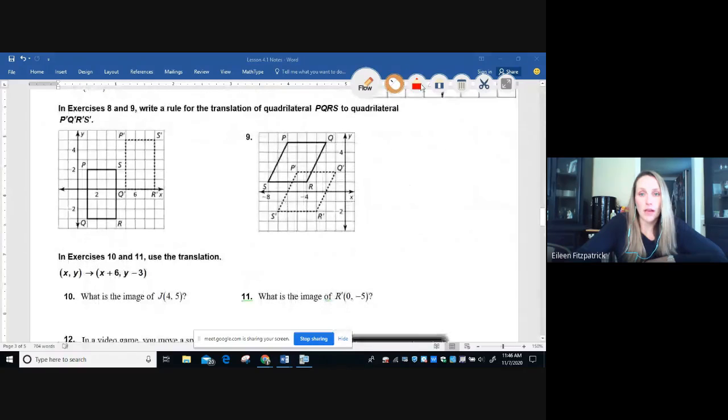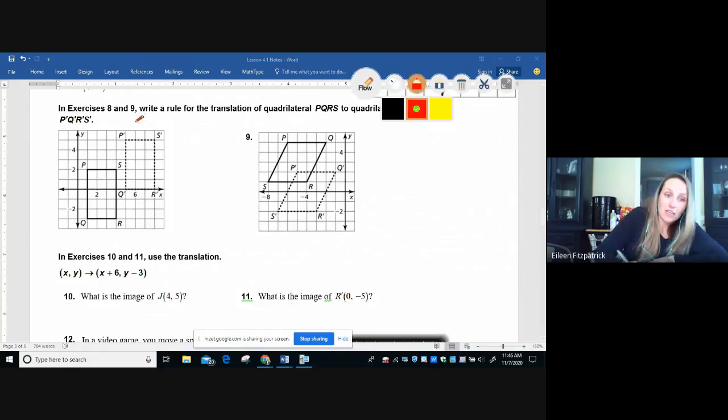All right, for number 8, directions say to write the rule for the translation that maps P, Q, R, S onto P prime, Q prime, R prime, S prime. So it's a translation that moves all points X comma Y onto, well, now we have to figure out what the rule is. So pick P and move to P prime and count units.